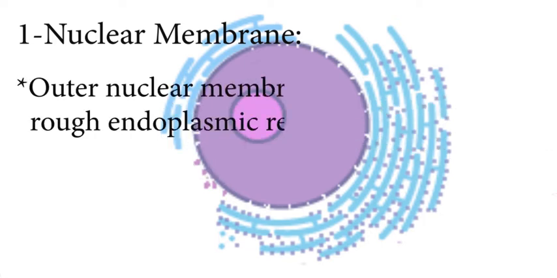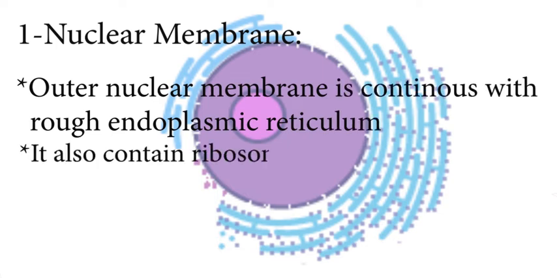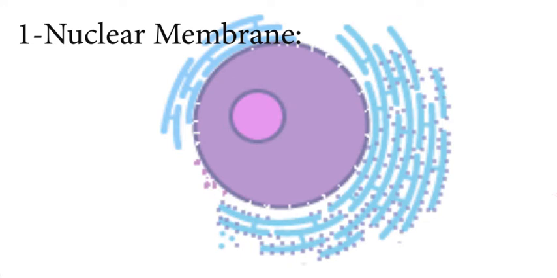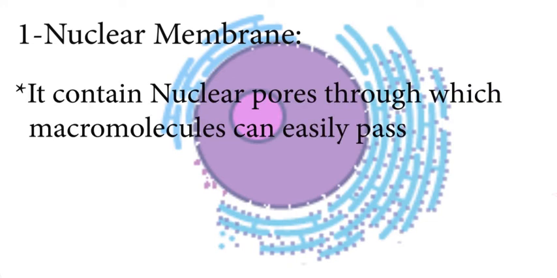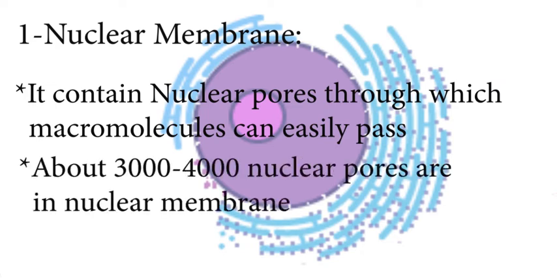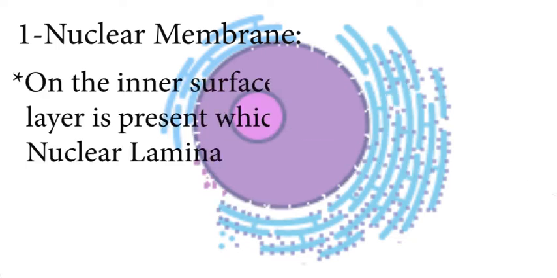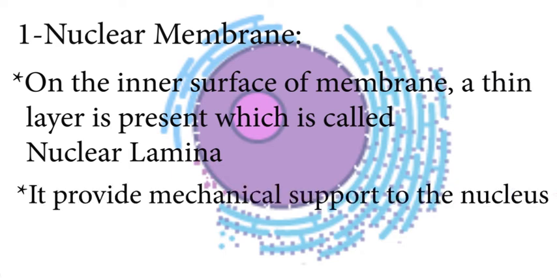The outer nuclear membrane is continuous with the rough endoplasmic reticulum. It also contains ribosomes. The nuclear membrane acts as a barrier for the transport of macromolecules, but it also contains nuclear pores through which macromolecules can easily pass. About 3000 to 4000 nuclear pores are present in the nuclear membrane. On the inner side of the nuclear membrane, a thin layer is present, which is called the nuclear lamina. It provides mechanical support to the nucleus.